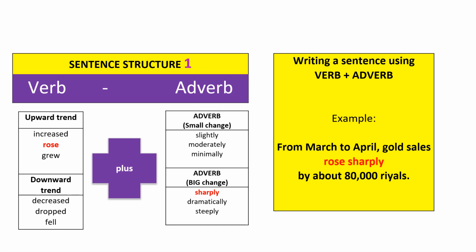This time, I want you to look at the next box with the example. The sentence is, from March to April, gold sales rose sharply by about 80,000 reals. Rose is a verb in the past tense and sharply is an adverb. It shows the degree of change in the sales. Can you see that rose sharply is used, that is verb adverb combination. You can follow this structure when you start describing the line graph information.